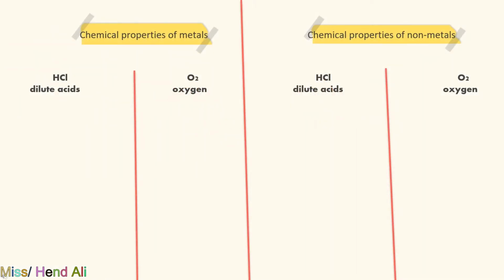Today, we're going to talk about the chemical properties of metals. Do metals react with dilute acids, like HCl? Do they react with oxygen? And if yes, what is the result? And we will talk about the chemical properties of nonmetals. Do they react with HCl? Do they react with oxygen? And what is the result? Okay, if you want to know, stay with me.